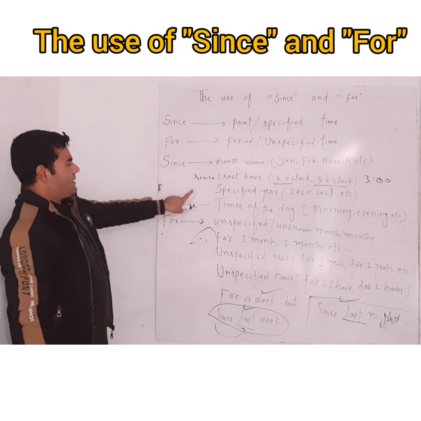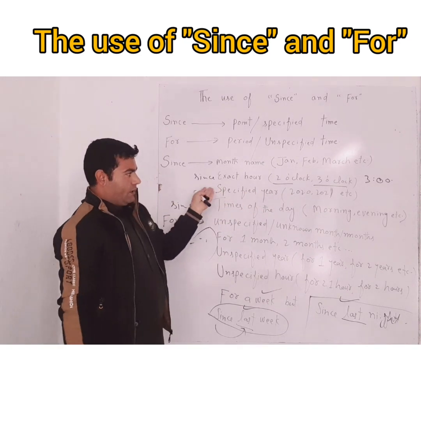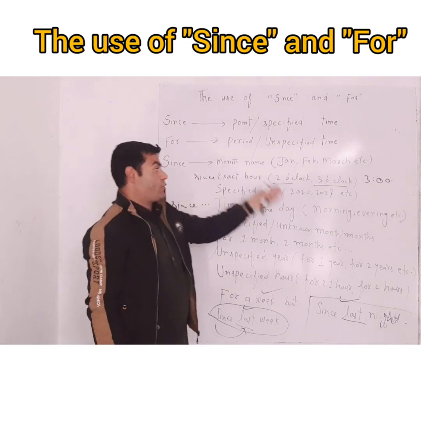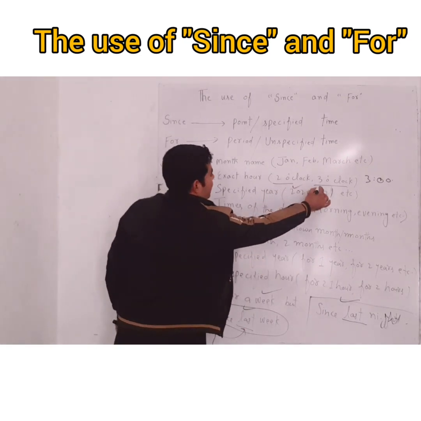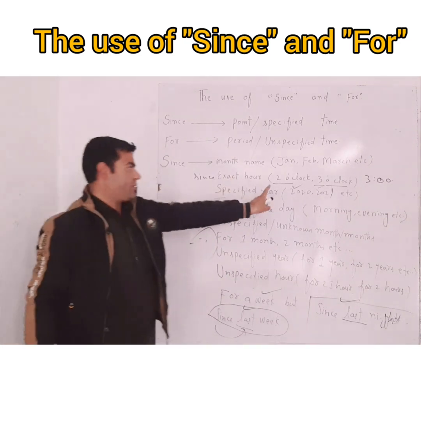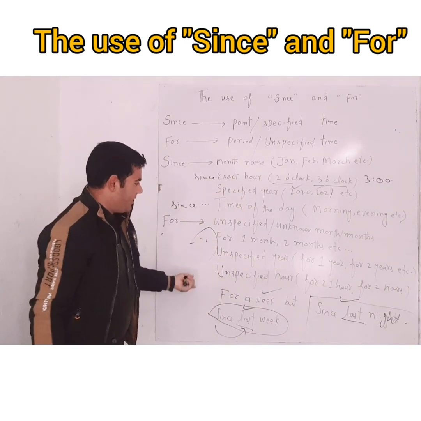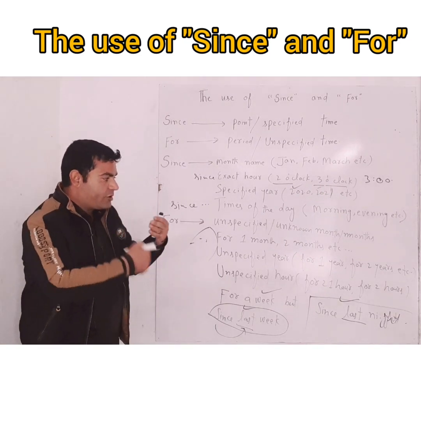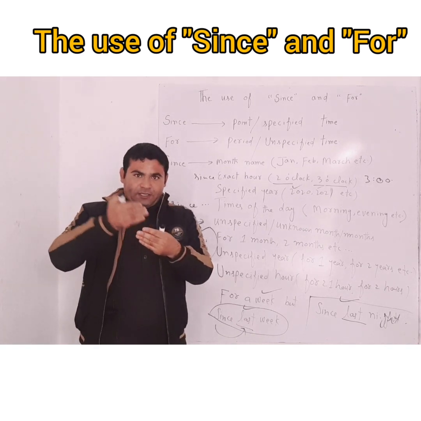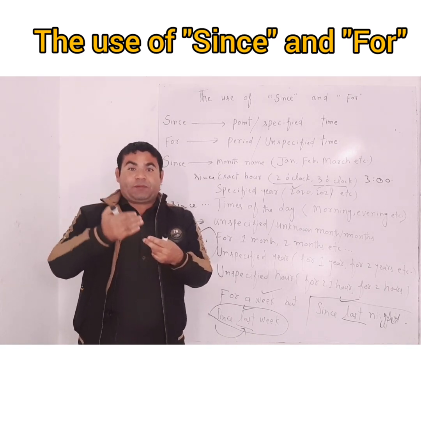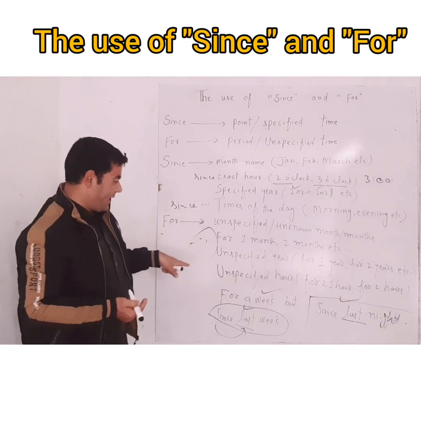And since is also used for a specified year. For example, I have been teaching since 2020 or since 2021. When I want to mention the exact year, I'll have to use since. But if I don't want to mention the year, an unspecified year, for example, I have been teaching for 2 years, for 3 years, use for when you don't want to show the specified year, and use since when you want to mention the year, okay.